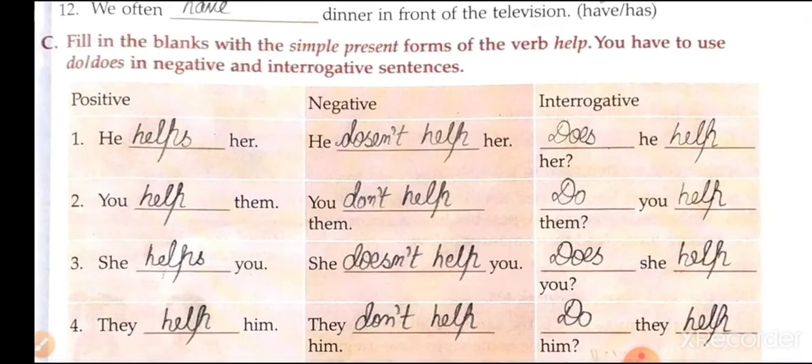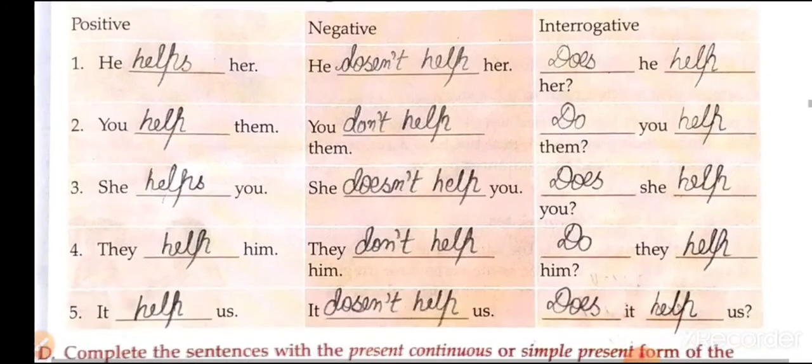Fill in the blanks with the simple present forms of the verb help. You have to use do/does in negative and interrogative sentences. Positive, negative, interrogative. He helps her. He doesn't help her. Does he help her? You help them. You don't help them. Do you help them?